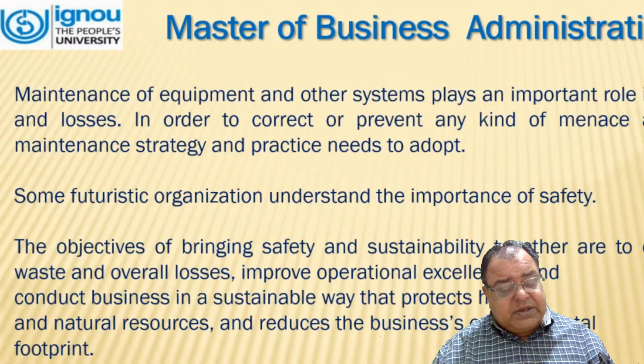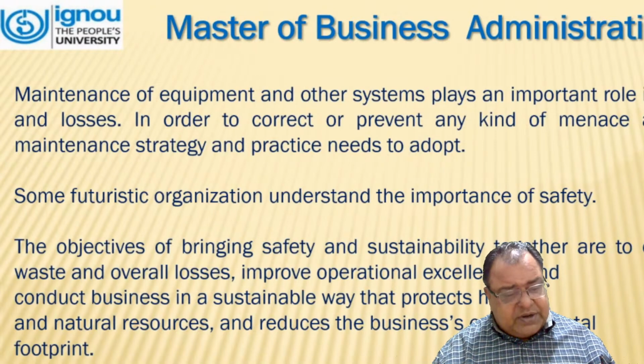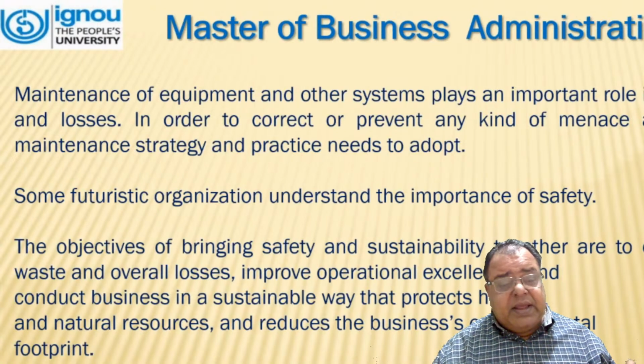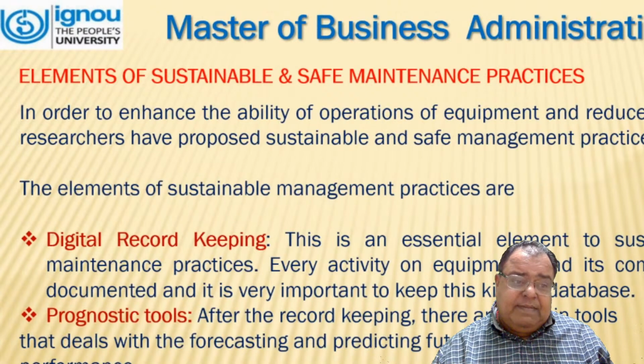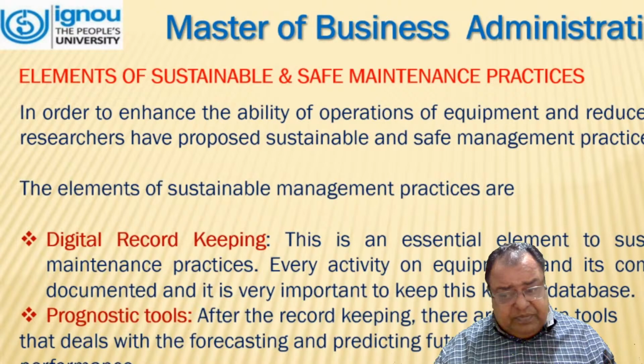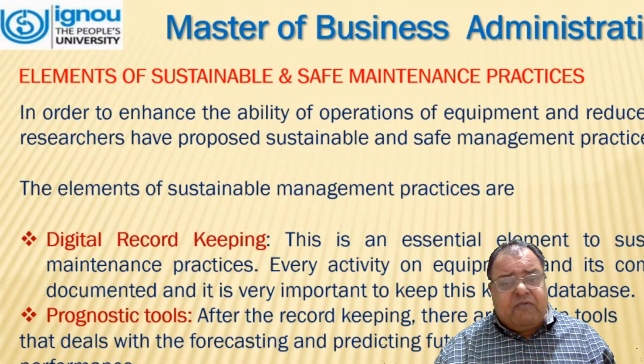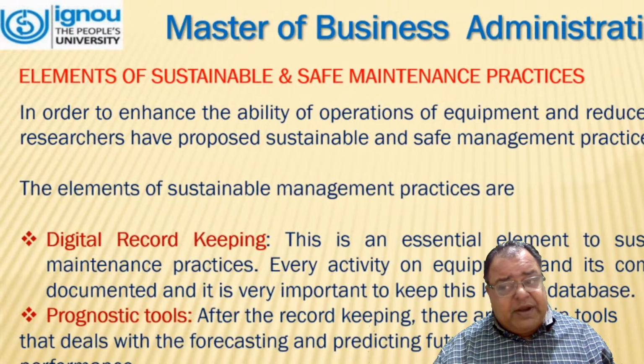The objectives of bringing safety and sustainability together are to eliminate accidents, waste, and overall losses, improve operational excellence, and conduct business in a sustainable way that protects human and natural resources and reduces the business environmental footprint. Elements of sustainable and safe maintenance practice. In order to enhance the operational ability of equipment and reduce maintenance costs, researchers have proposed sustainable and safe management practices.